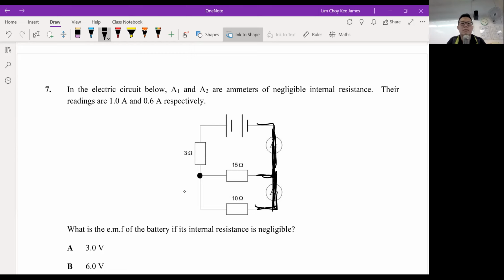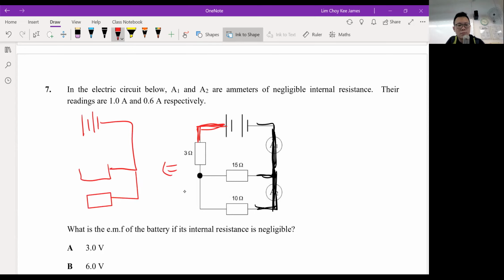Same thing. If you can't see the arrangements, I suggest that you rearrange the circuit. Lengthen the wire. So in case you can't see it, I'll lengthen this particular cable here. If I lengthen it, the arrangement will look like this. This is my 10 ohm, 15 ohm, 10 ohm.